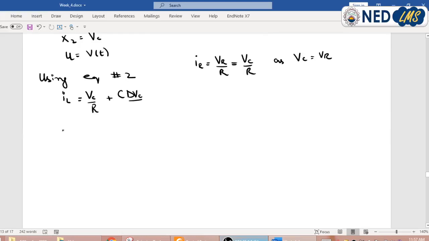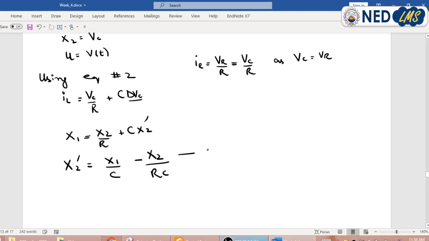This will be IL, which is my x1, VC is my x2, by R plus C x2 dash. So x2 dash will be equal to x1 over C minus x2 over RC. This is my first state equation for x2 dash, which I named as A.